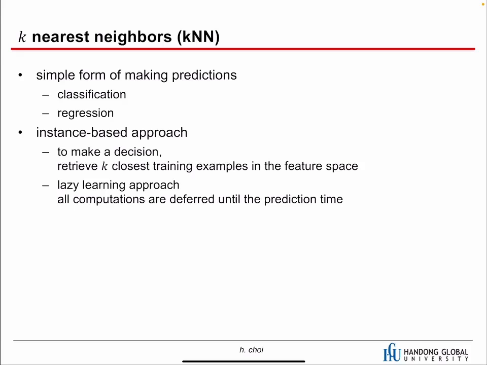In the density estimation chapter, we talked about k-nearest neighbors as a density estimation algorithm. Now, in this chapter, we're going to use kNN for classification or regression. Okay, and kNN is an instance-based approach, which means we need all the data samples for classification. So to make decisions, we have to retrieve the k closest training examples in the feature space.